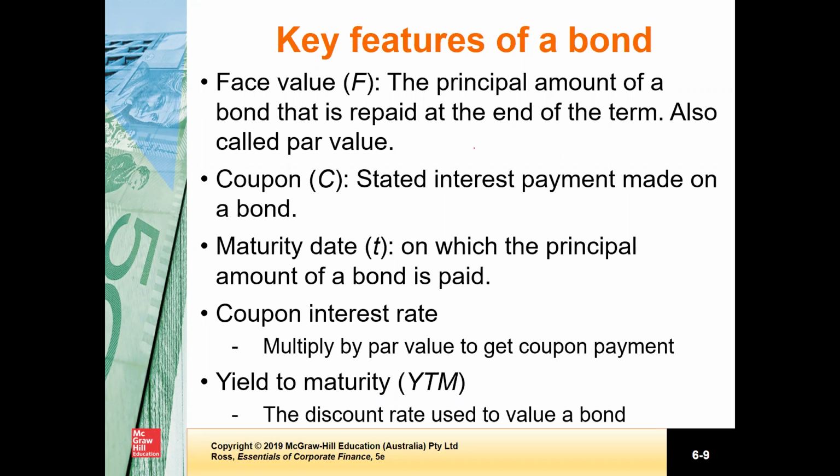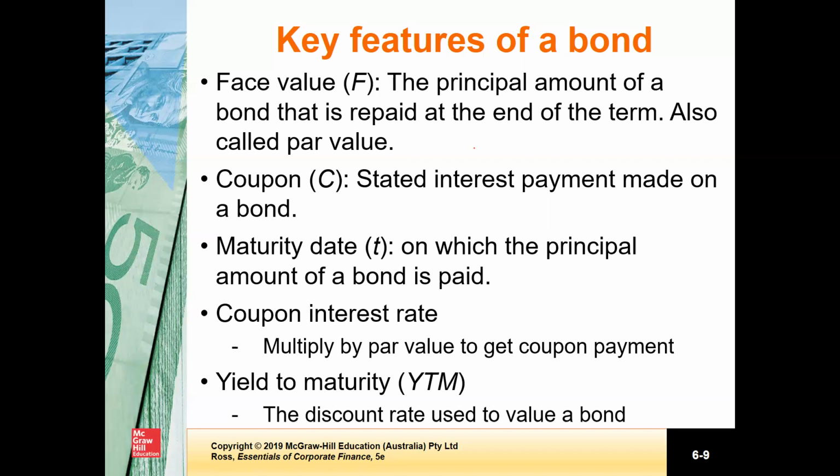So first of all, face value. Face value is the value that will be paid at the maturity. When a corporation issues a bond, it carries a face value and it represents the issuer's promise that this face value will be paid at the maturity. And this is also known as par value.